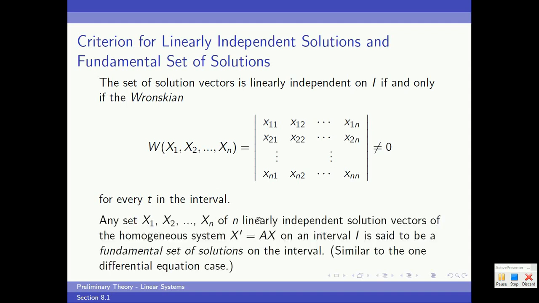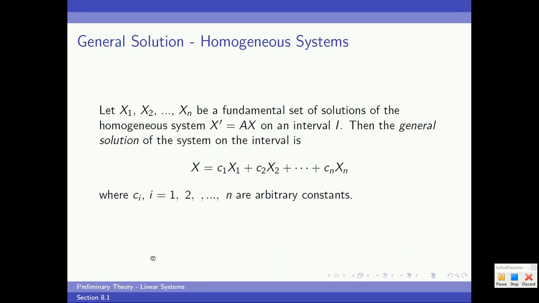So if we have n linearly independent solution vectors to our homogeneous system, then it's said to form a fundamental set of solutions, just like what we had in the one-dimensional case. So all of this should seem really similar to what we had in the one equation case. Okay, so if we have a fundamental set of solutions that are linearly independent, then we can sum them all together to get our general solution.